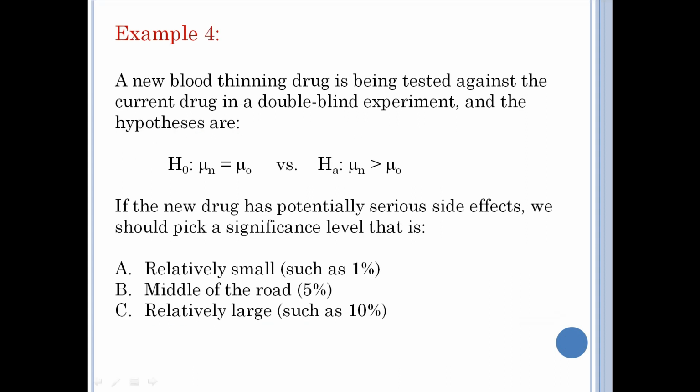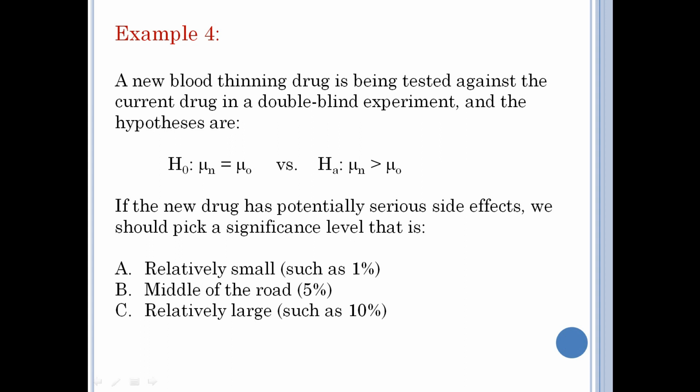Okay, example 4. A new blood thinning drug is being tested against the current drug in a double-blind experiment, and the hypotheses are: the null is saying that the new average is equal to the old average, and the alternative is saying that the new average is greater than the old average. If the new drug has potentially serious side effects, we should pick a significance level that is, and I have 3 choices of alpha. So let's think of this situation.